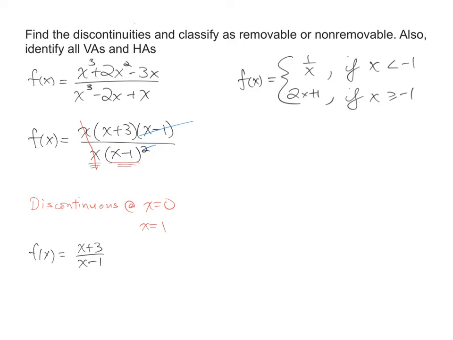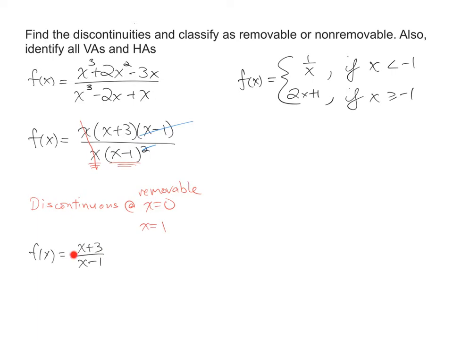So you may have learned before that when you cancel a factor, that leaves you with a hole in the graph. Well, we canceled an x, and that's a hole in the graph, which makes x equals 0 a removable discontinuity.